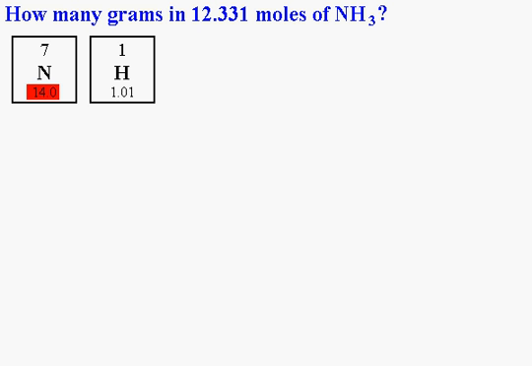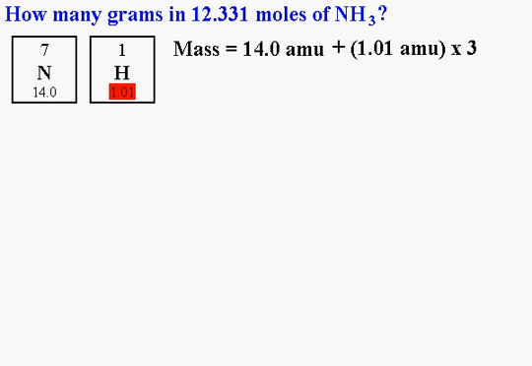Therefore, ammonia is going to have 14.0 AMUs plus the mass due to the hydrogens. Hydrogen has a mass of 1.01 AMUs. There are 3 hydrogens in an ammonia molecule, so I've got to take that 1.01 and multiply by 3. When I work out the math, I get a mass of 17.0 AMUs.